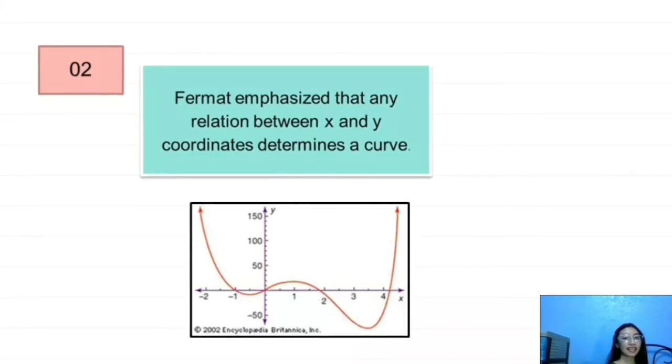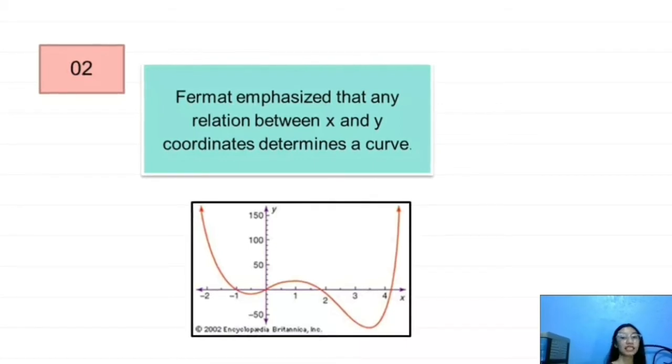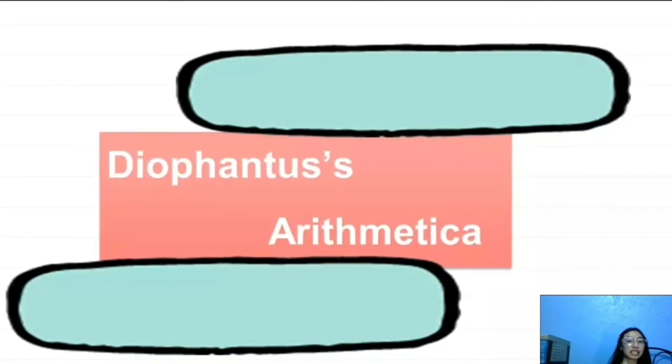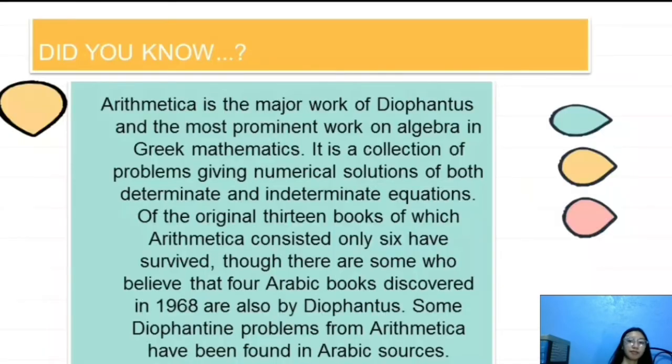Fermat had set down a theory of what we should now call analytic geometry, almost identical with what René Descartes had developed in his La Géométrie in 1637. Having covered his invention of analytic geometry, let's proceed to his work on Diophantus' Arithmetica.